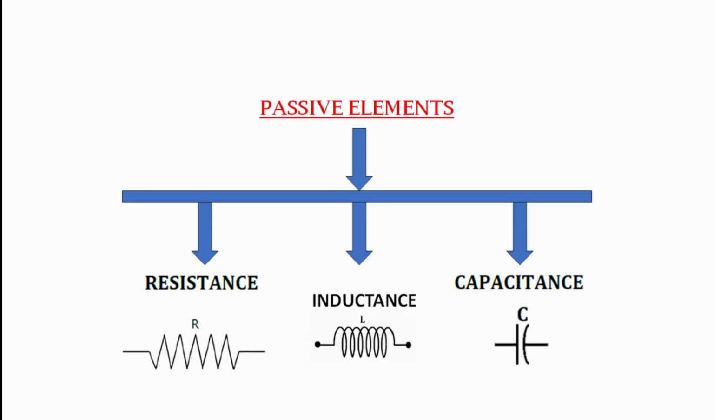Load. Now coming to the passive elements: previously we have gone through the active elements, the voltage source and current source, which are ideal and practical. The passive elements are resistance, inductance and capacitance. These elements absorb energy, and they can either store it or dissipate it. We are going to discuss three elements: resistance, inductance and capacitance.